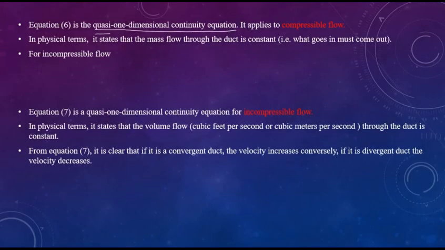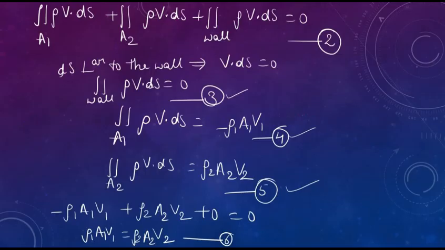Now, when you look at this equation, rho 1 A1 V1 is equal to rho 2 A2 V2, what does it state in physical terms? It states that whatever mass flow is going through the duct is constant. That is, whatever is going in must come out.